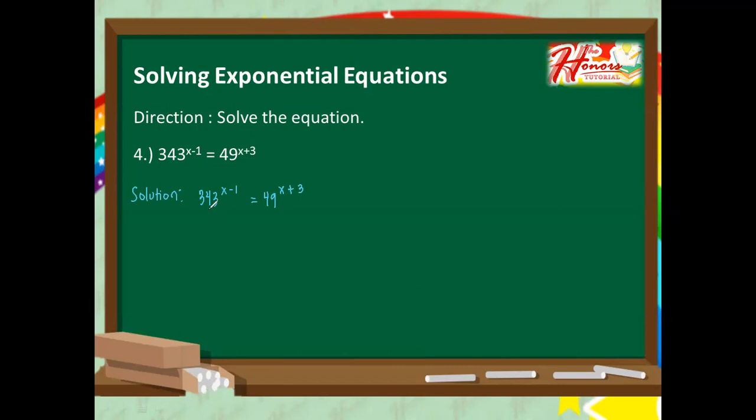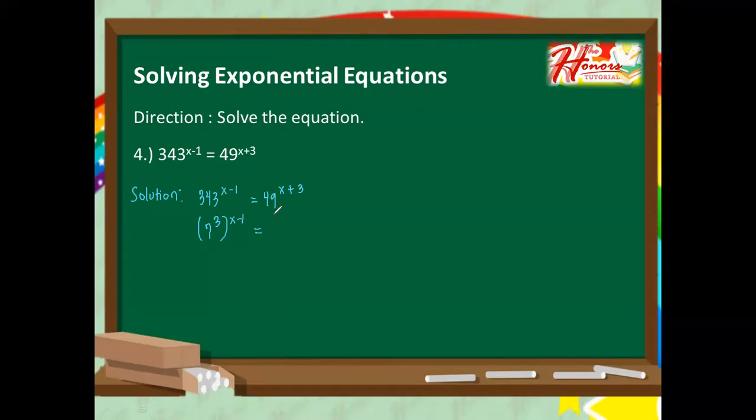So for 343, we can use 7 raised to 3. Why 7 raised to 3? It is because 7 raised to 3 is equal to 343. And don't forget to write a parenthesis here and then write x minus 1 outside the parenthesis equals.